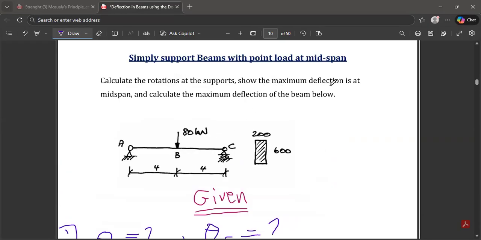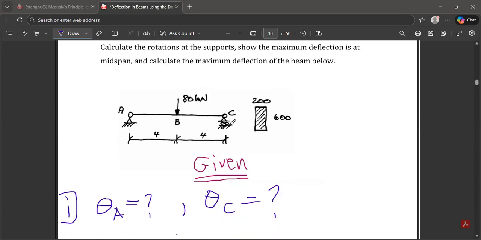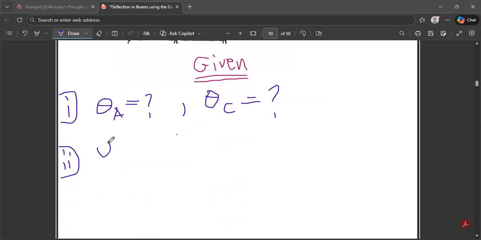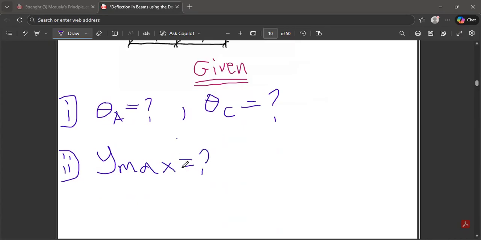We should also show that the maximum deflection is at midspan. So we will use a diagram to denote that. And also calculate the maximum deflection of the beam below. So the maximum deflection in this case is going to be y maximum, and that one too, we don't know. Okay, good.